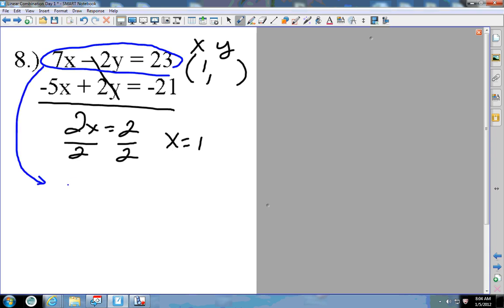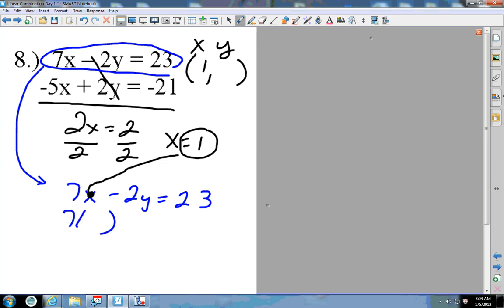Bring this down here. I have 7x minus 2y equals 23. Now it says x is 1. So I put this in here, and it goes in here for x. This says 7 times x. Well, 7 times x is 1 minus 2y equals 23. 7 times 1, 7, minus 2y equals 23.